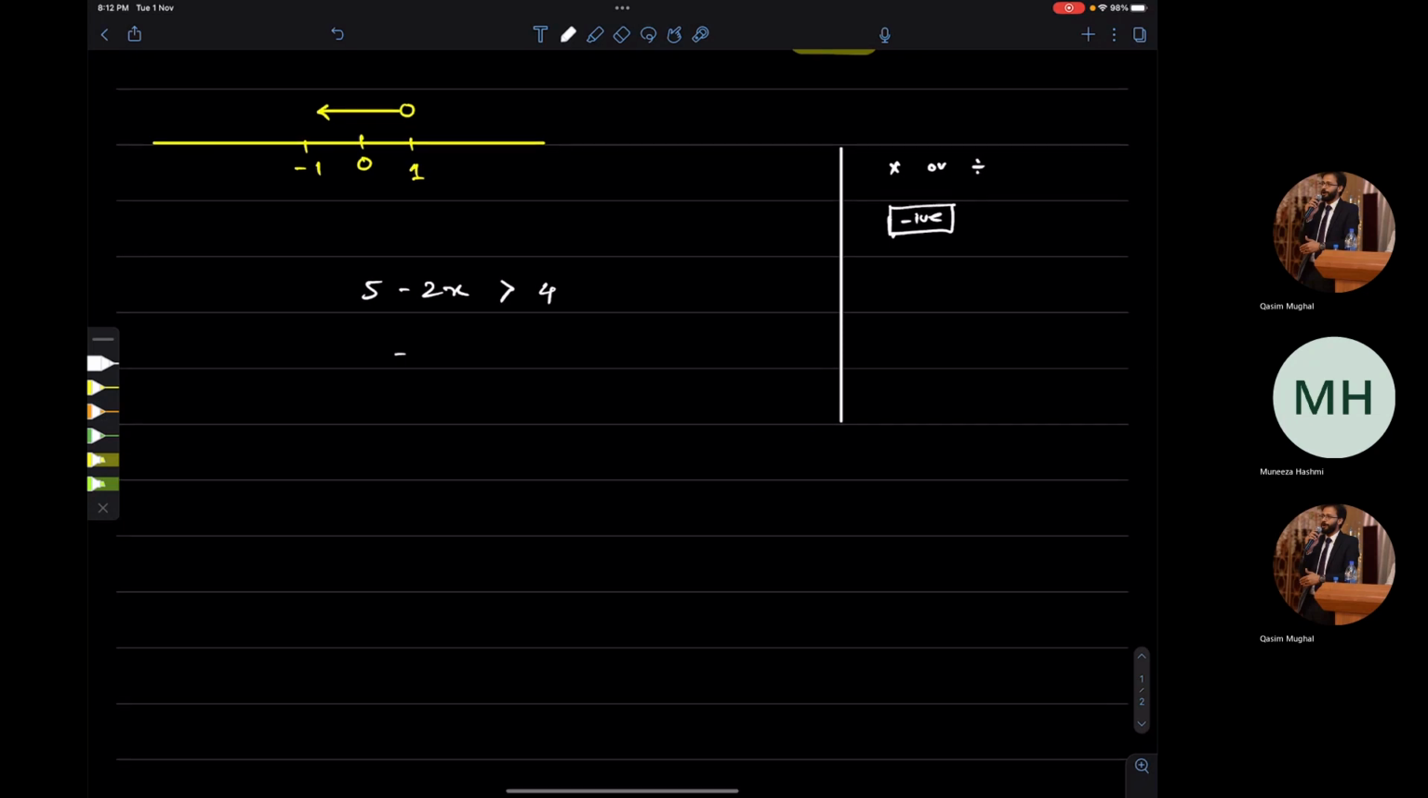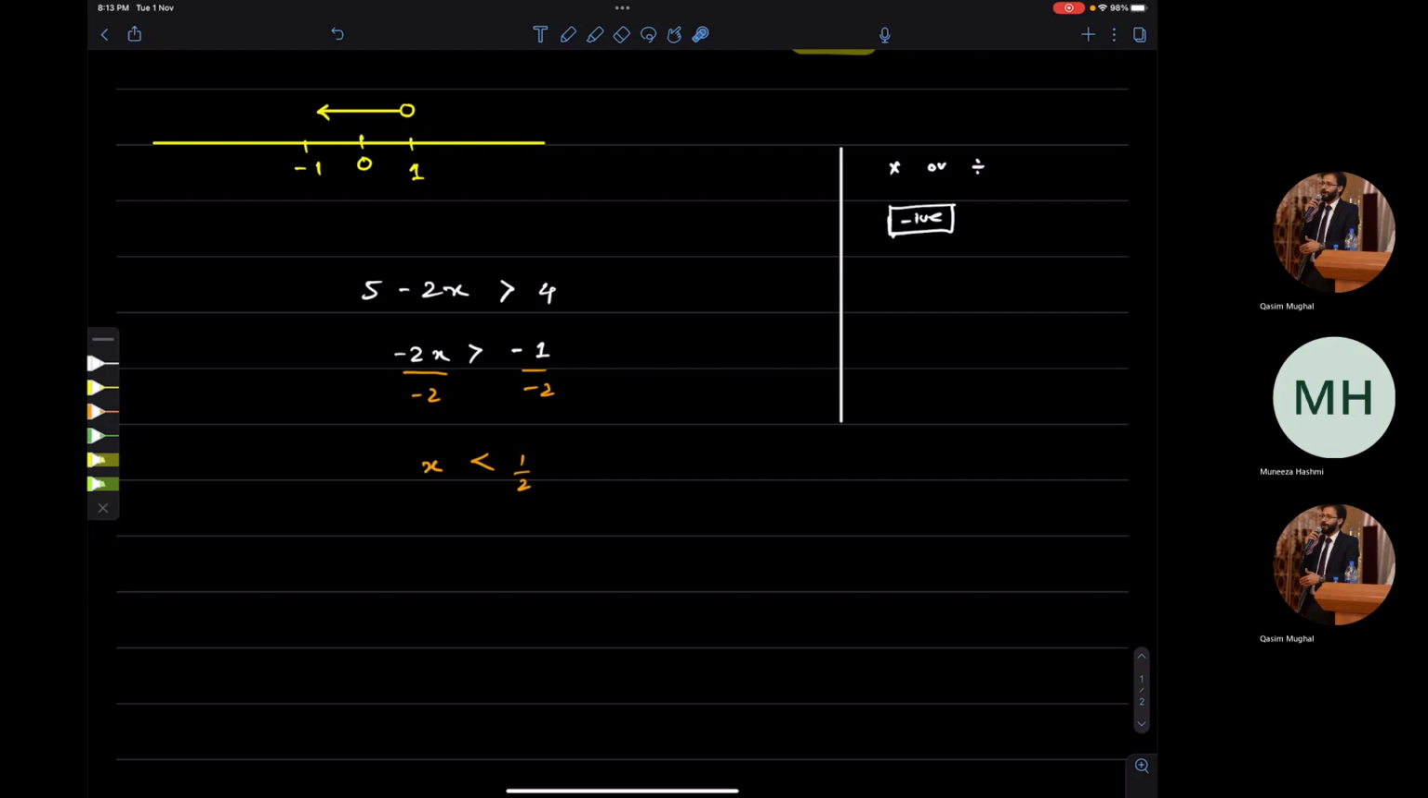So for example, look at this question. Minus 2x greater than 4 minus 5, which is going to be negative 1. In order to get rid of this negative 2, I'll be dividing by minus 2 on both sides of the inequality. As I have divided by negative 2, in the next step I'll be reversing the inequality. Before it was greater than, now it's less than, and x is less than 1 by 2. Okay, got it? Yes, sir.